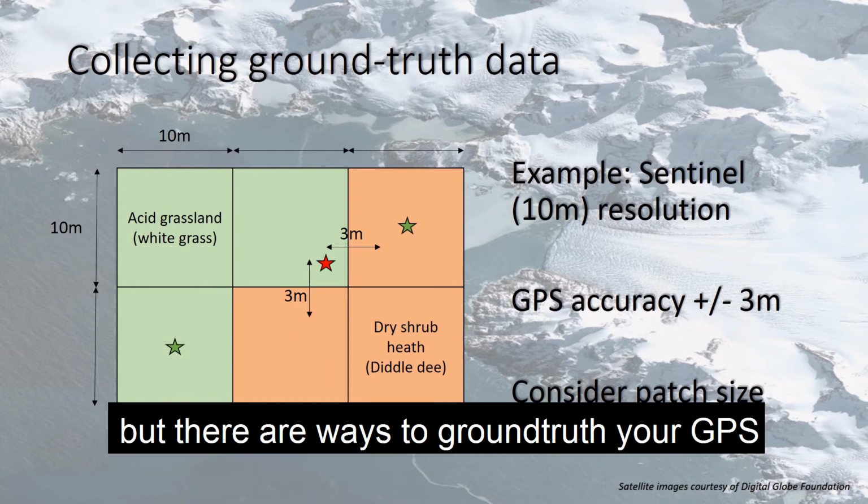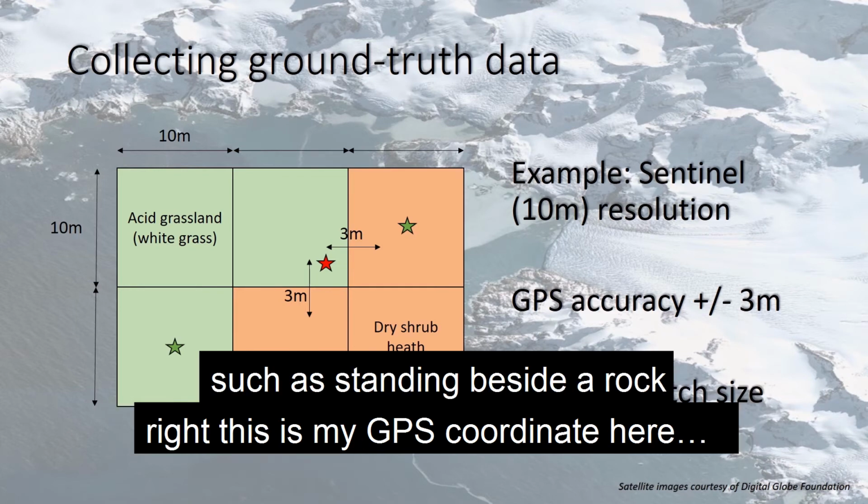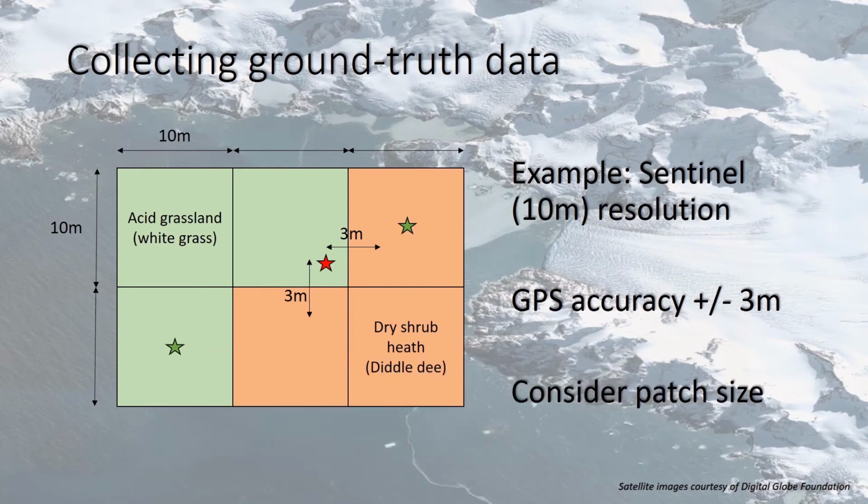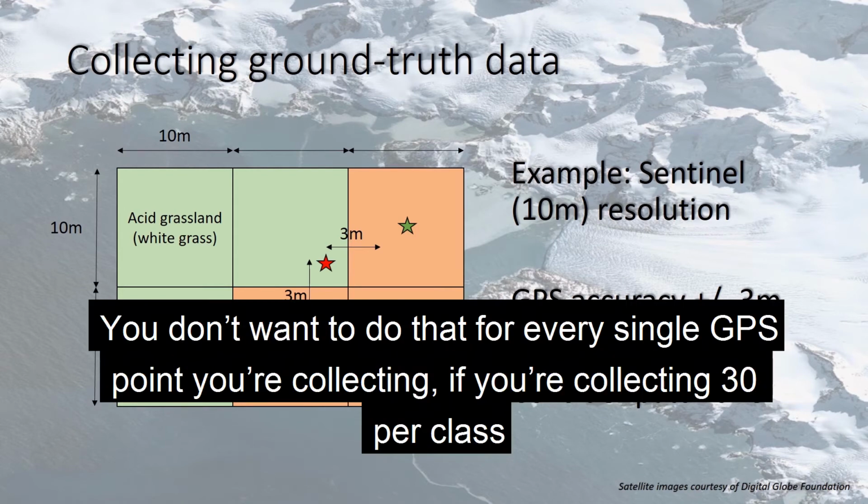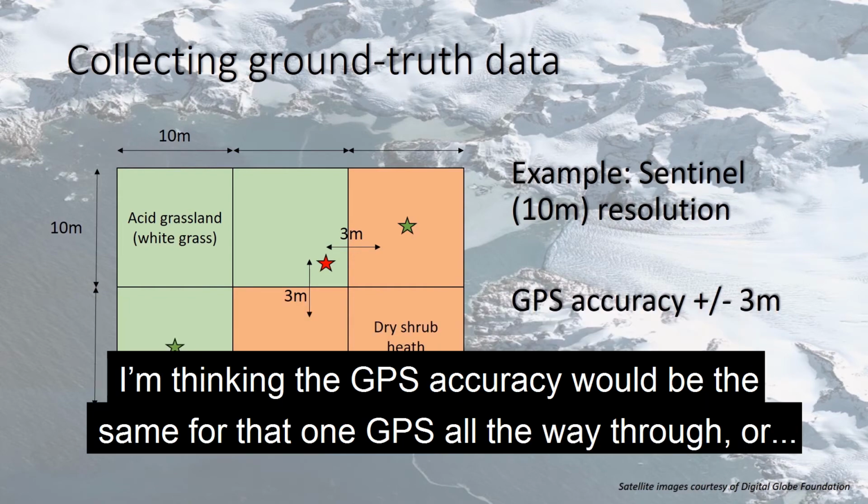But there are ways of ground truthing your GPS, say find quite a big rock, stand next to it and go, right, this is my GPS coordinate here. Yeah, and you can use RTK GPS, which is much more accurate. But I'm thinking about if you're going out with a handheld, which does have an inherent inaccuracy. You don't want to do that for every single GPS point you're collecting if you're collecting 30 per class. No, I'm just thinking the GPS accuracy would be the same if that's one GPS all the way through? But it might not be. It may vary.